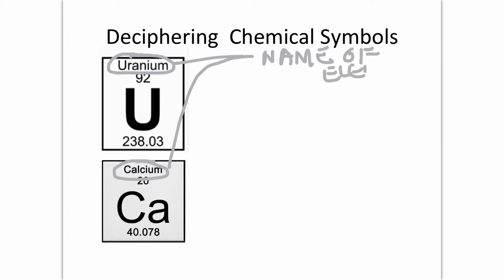All right, so the name of the element will always be on your periodic table, so you don't have to guess what it is, right? Because some of the symbols don't make sense compared to what the name is, and you'll see that for some examples like iron, something like that.